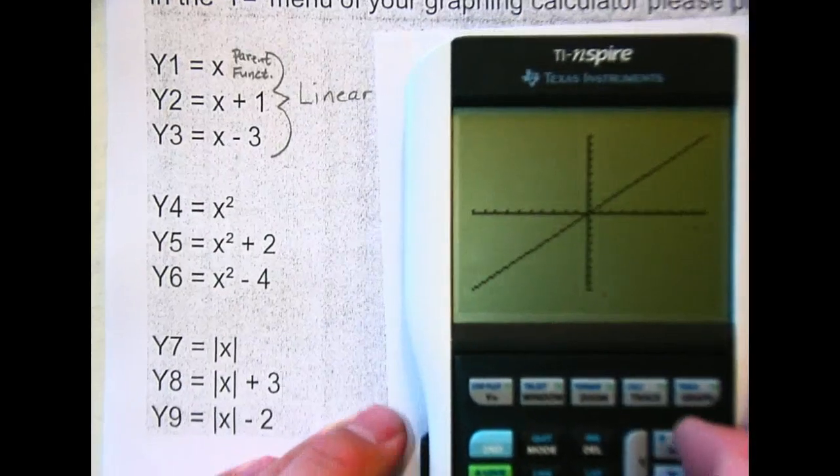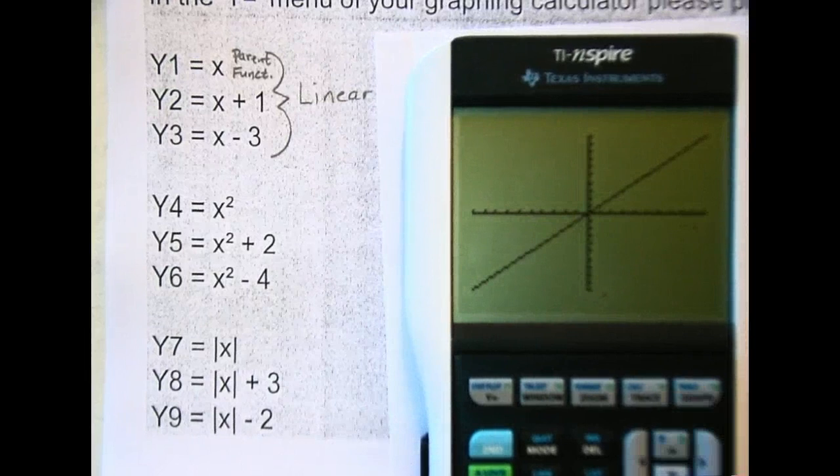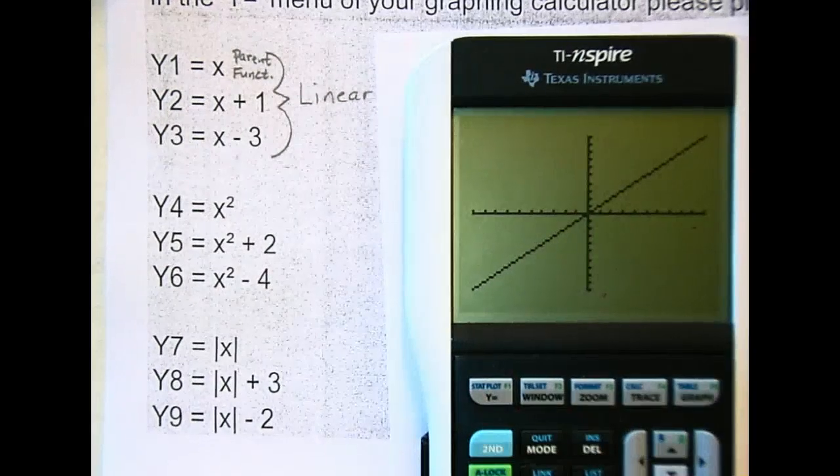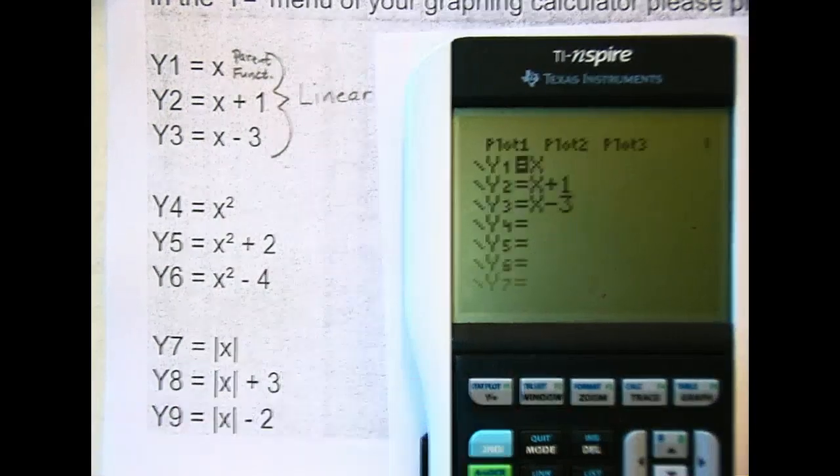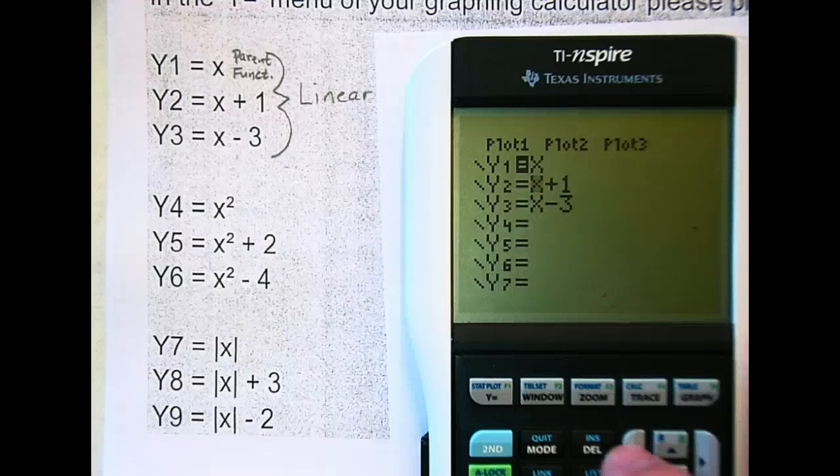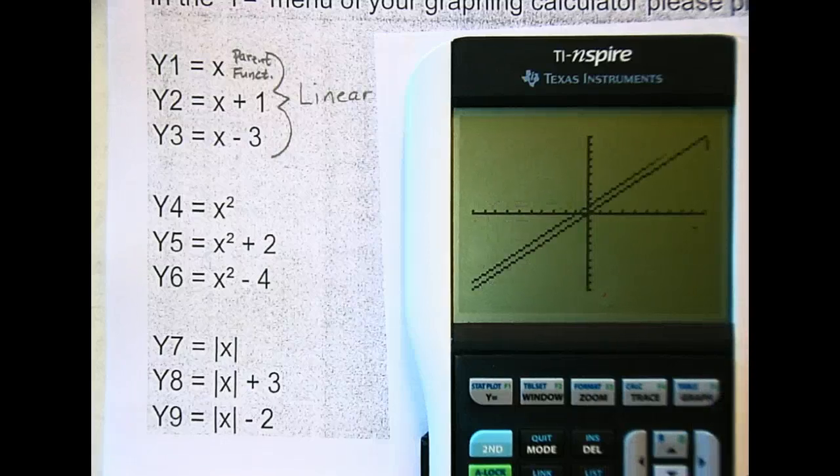If I want to graph the next one, if I go to my y equals menu, and I hit enter for y equals x plus 1, what happened to my graph, the new graph now? Yeah, it went up. How far did it go up? 1. The lines are also parallel. Why are they parallel? Tell your neighbor why those lines are parallel.